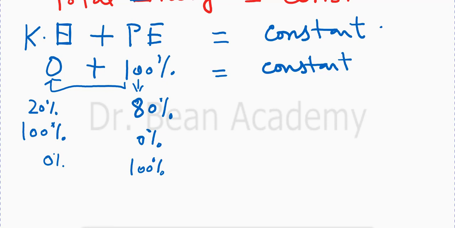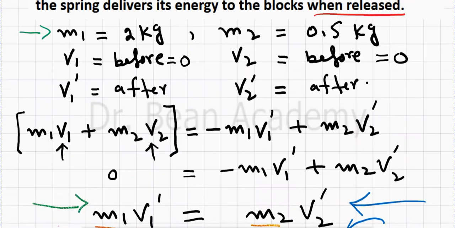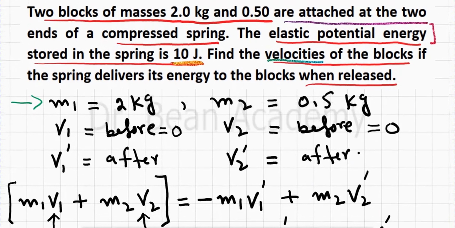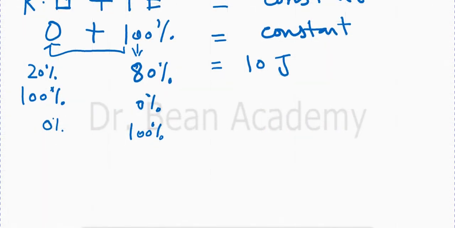So no matter whatever happens, this sum will always be equal to 10 joules, because it is given in the question that the total elastic potential energy of the spring is 10 joules. So whatever happens, whether one increases or the other decreases, their sum will always be equal to 10 joules.